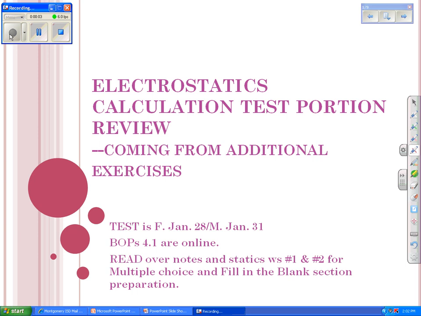All right, ladies and gentlemen, this is going to be your electrostatics calculation test portion review. It is coming from the additional exercises that you got from me in class.